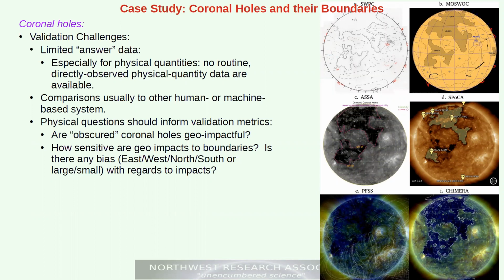Validation challenges, limited answer data, right? There's a lot of work being done to have machine learning identify coronal holes. You've got to train it on something and you've got to validate it on something. And you know what we're doing? We're validating it on someone else's idea of what a coronal hole is and not a physical quantity. So it's kind of validation by consensus, or validation by committee of humans. And this is a little bit away from the physics of what the coronal hole is.